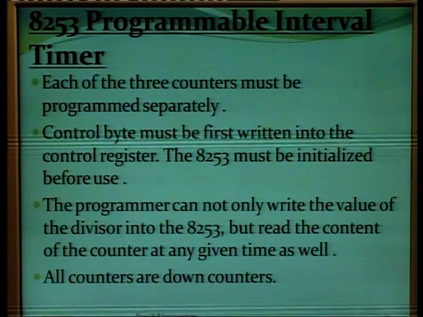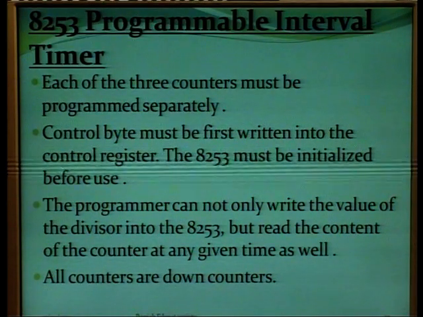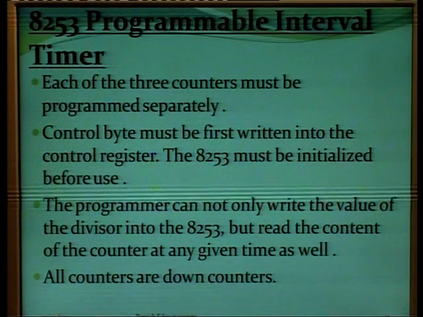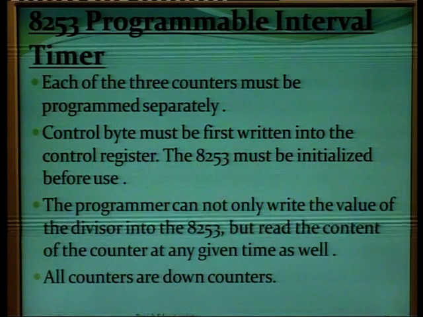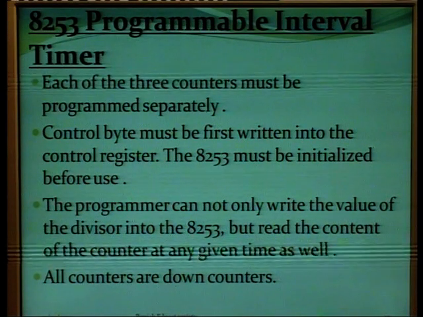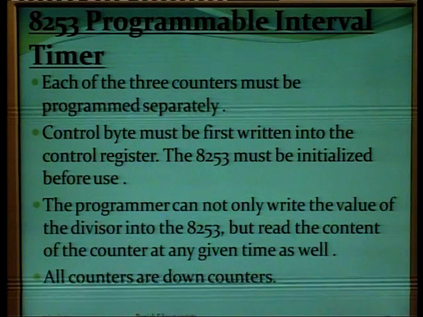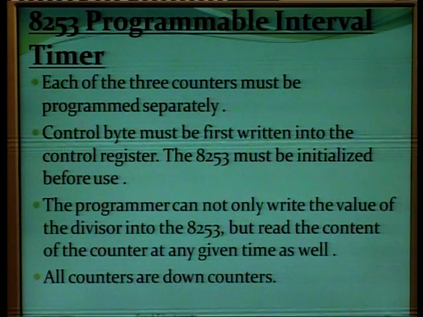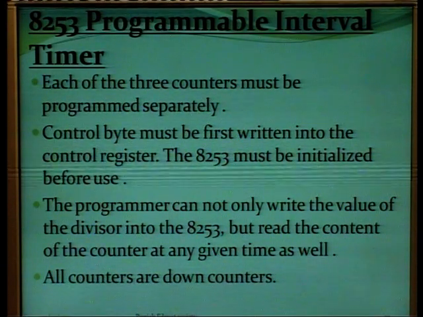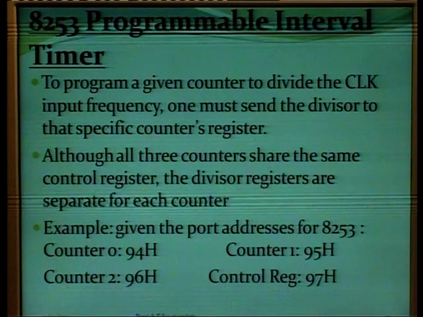The control byte must be first written into the control register. The programmer can not only write the value of the divisor into 8253, but also read the content of the counter at any given time. All these 3 counters are down counters.